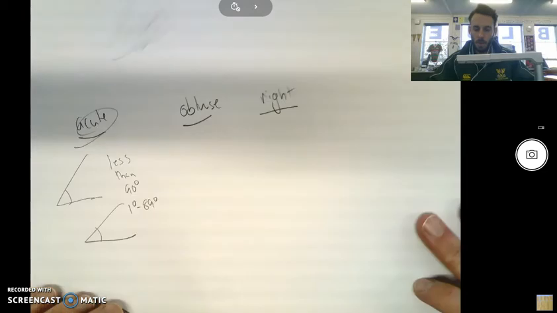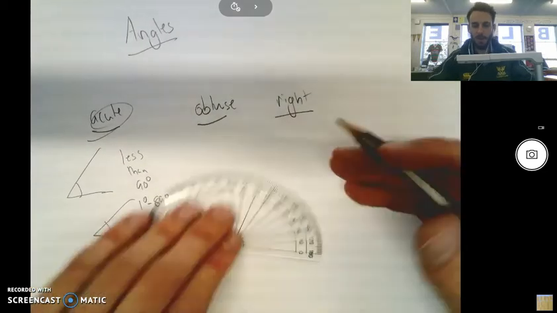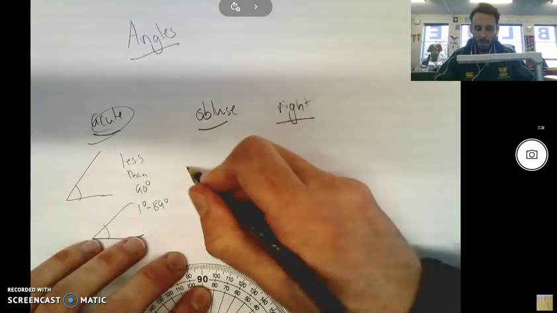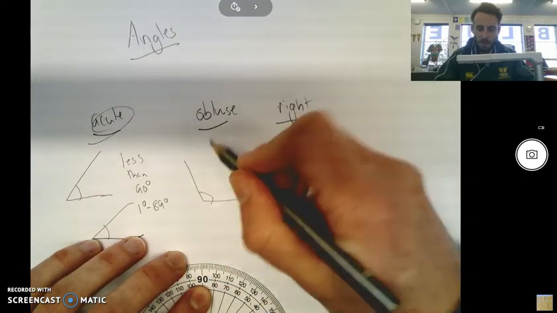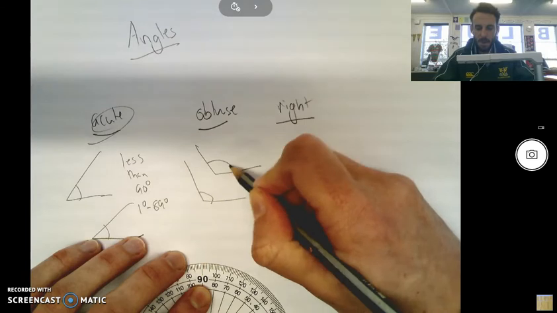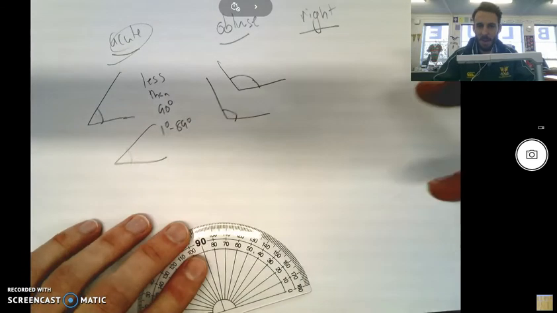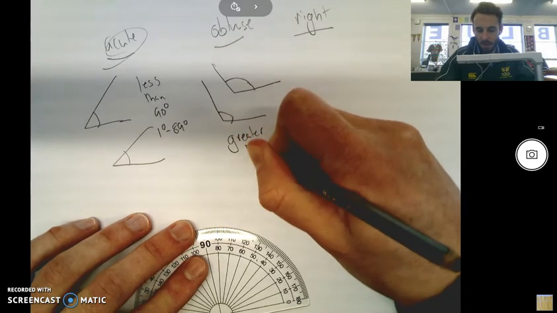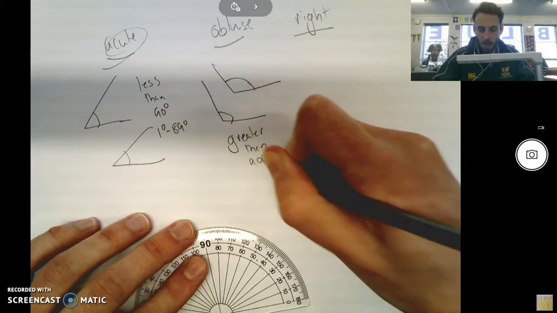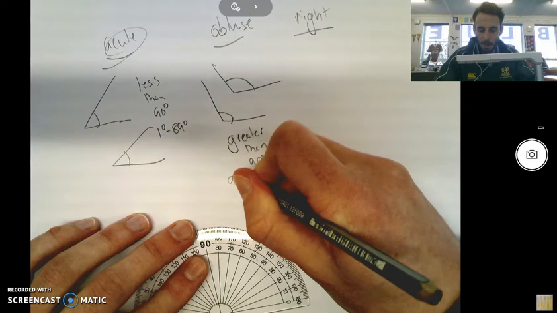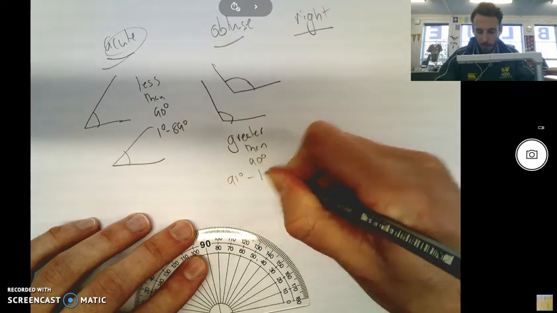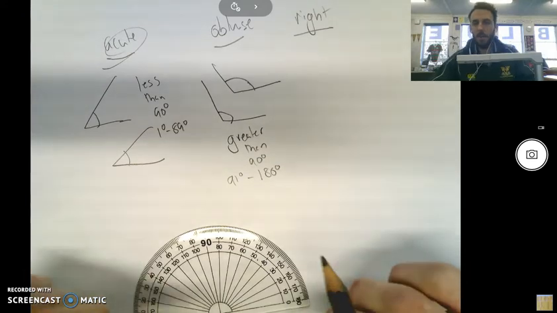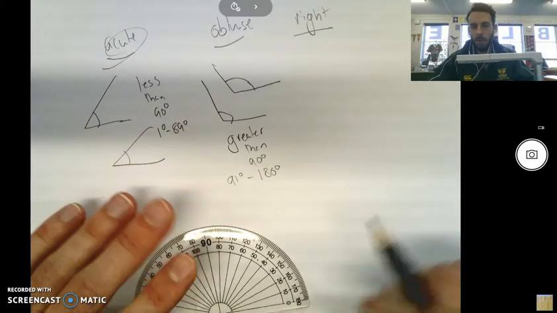Obtuse angles, on the other hand, like looking at our protractor, they're ones that are greater than 90 degrees. So they're ones that look like this. They're really, really big and fat angles. That's how I like to think of them. They are always greater than 90 degrees. And they go between 91 degrees all the way up to 180 degrees. Once it gets past 180 degrees, it's called something else, which we'll look at in a little bit.